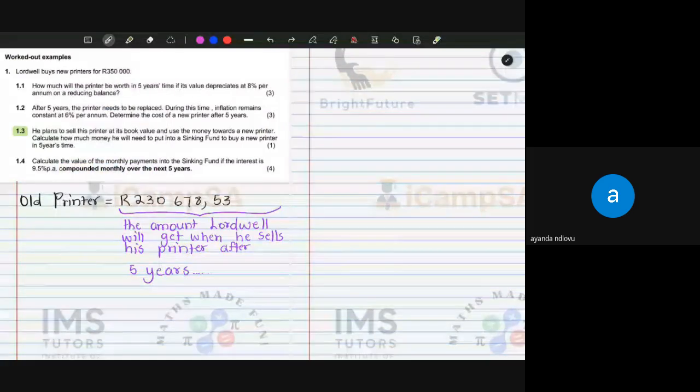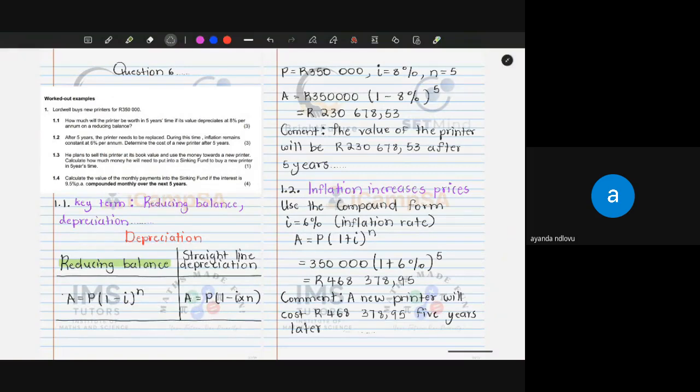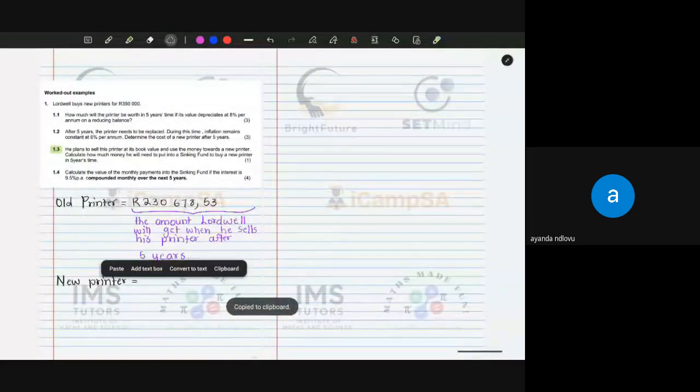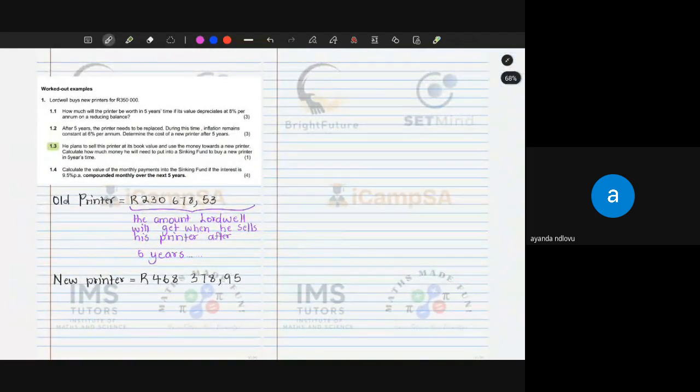However, he knows that a new printer will cost him what we just calculated because of inflation. So inflation is not good, guys, is it? It is bad. So we need to make inflation disappear. Any ideas? So the new printer will cost him this amount. Now the question is, before he gets to year number 5, how much does he need to have in his pocket such that at the end of year 5, he's able to buy a brand new printer?